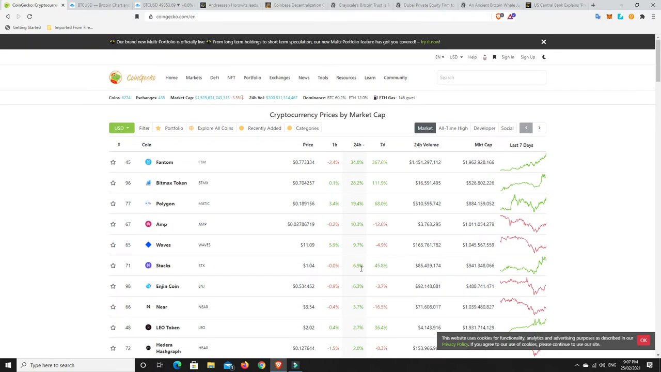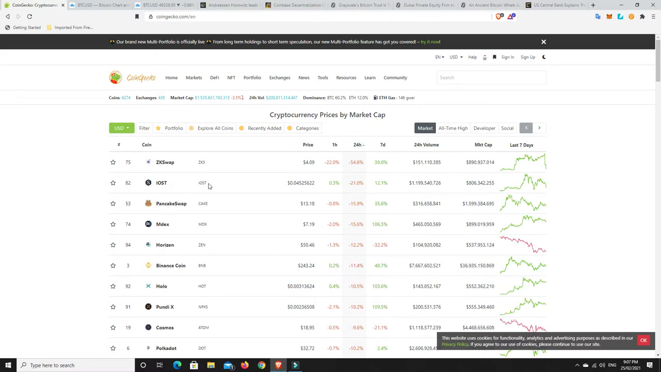So, all right, this is the unfortunate part. Let's have a look at what's really lost a lot in the last 24 hours in the top 100. All right, ZK Swap got a bit of a beating. IOST, Pancake Swap, MDEX, Horizon, Binance Coin, Pundi X. I mean, if you've lost 10% and you've gone up 100%, you're not too worried.